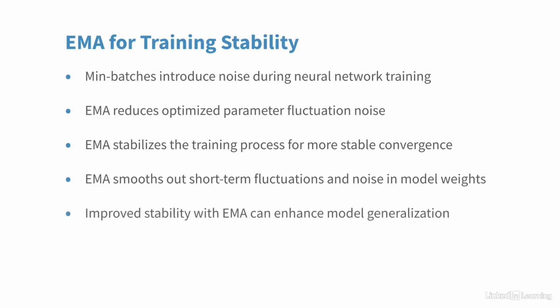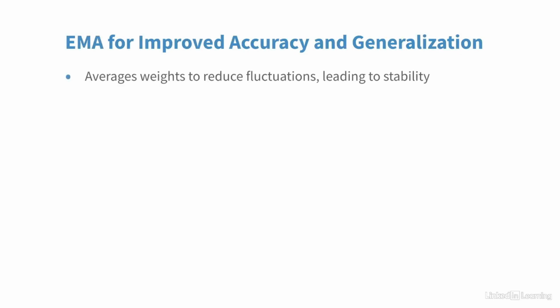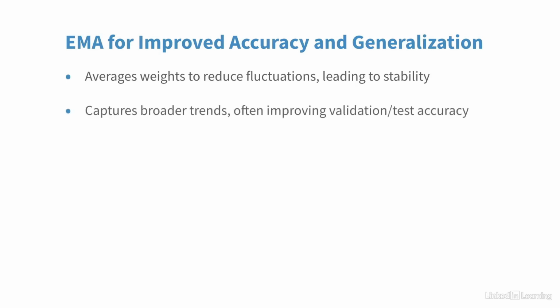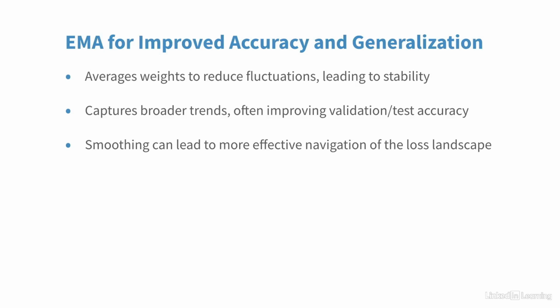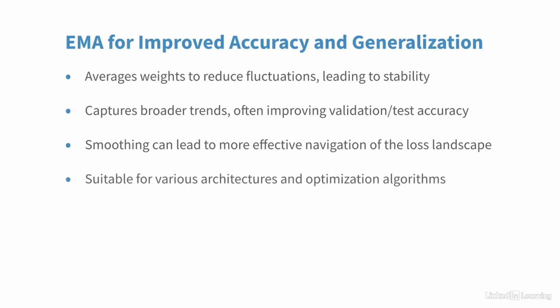It helps stabilize the training process by minimizing noise in the parameter updates, which leads to more stable convergence and better model generalization. EMA smooths out fluctuations and noise in the training process by averaging the weights over time. This could lead to a more stable and robust model. The smooth weights often generalize better to unseen data. While the raw weights might overfit to the training data, the EMA weights tend to capture broader trends, improving validation and test accuracy. EMA can lead to faster convergence, as the smoothing helps the model navigate the loss landscapes more efficiently. EMA can be applied to various neural network architectures and is often used with optimization algorithms like Adam.